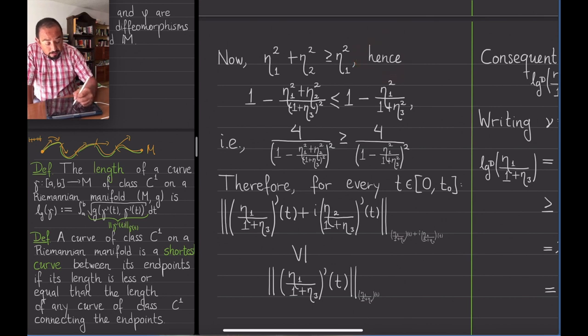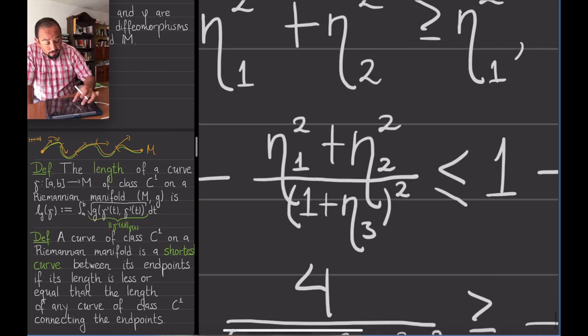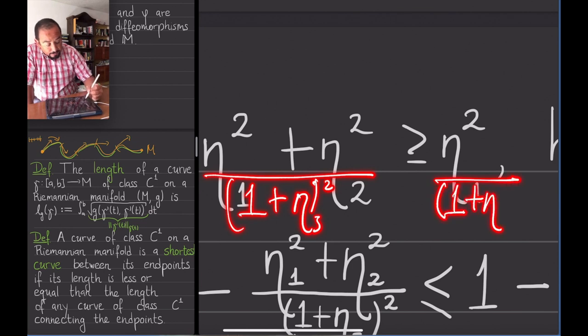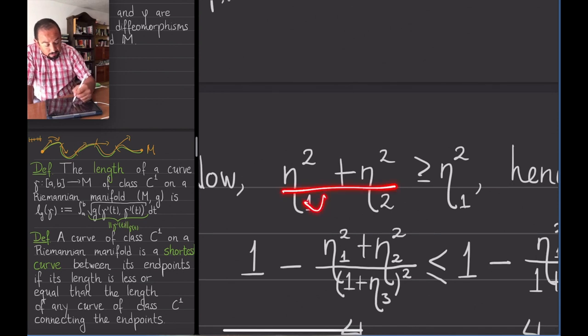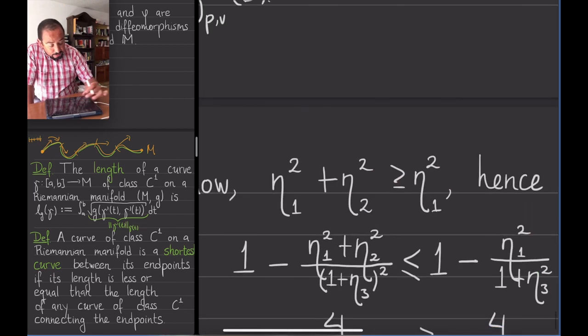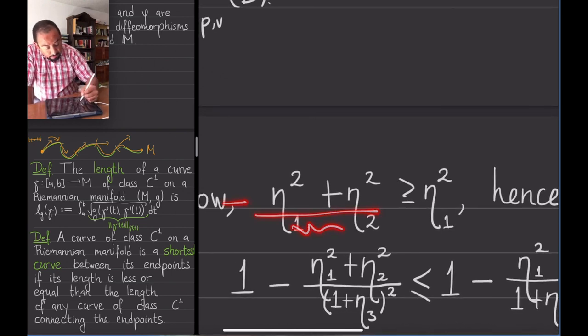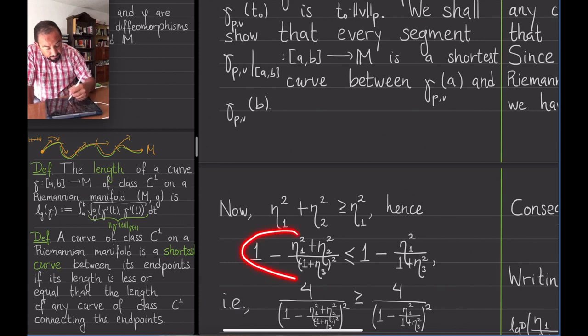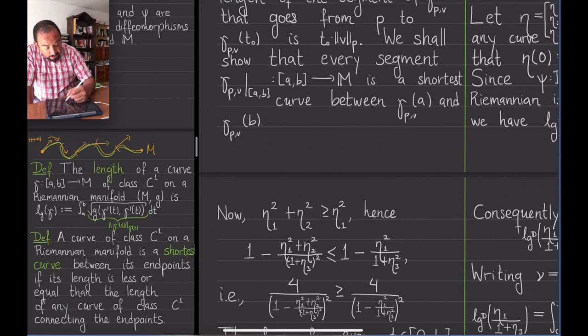And hence, forget about it, let's think only of this. I can divide by any positive number, so I can divide by eta 1 plus eta 3 square on both sides without altering the direction of the inequality. And then I can negate what I wrote, and in that case it does change. So after negation, I have it this way. And then I can add a one. Okay, so I have this. So when I divide four by this, then it gets reversed, and I obtain this.